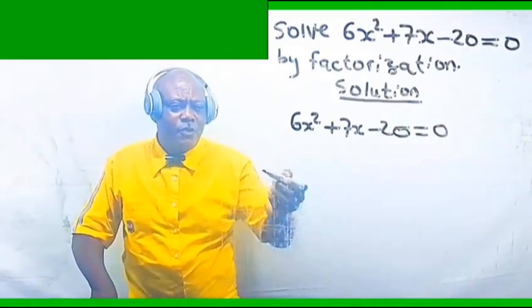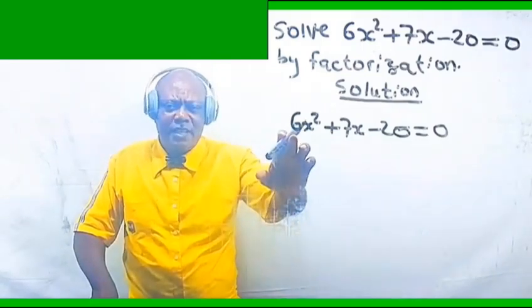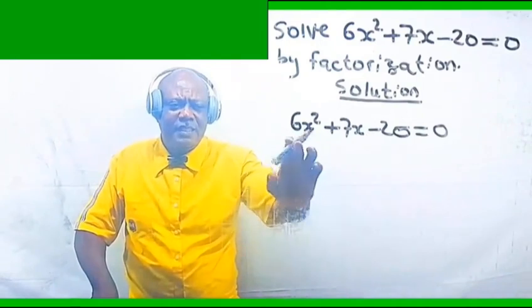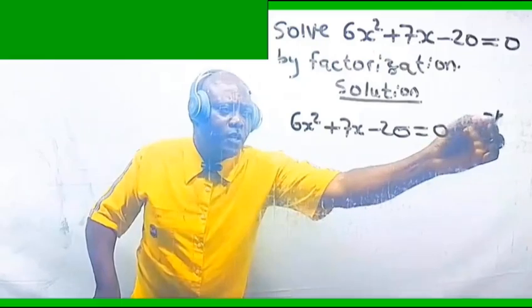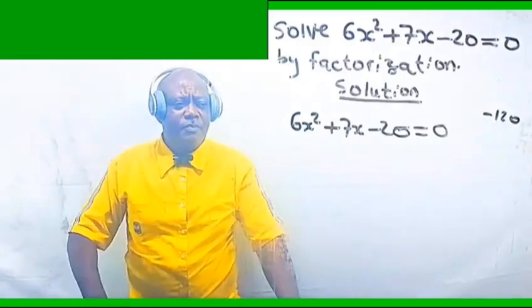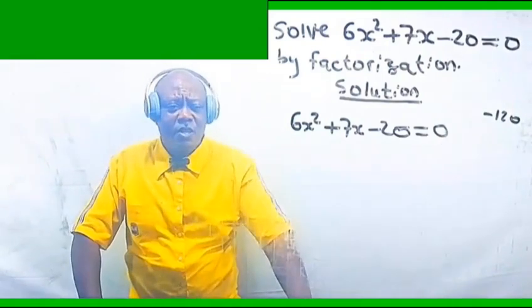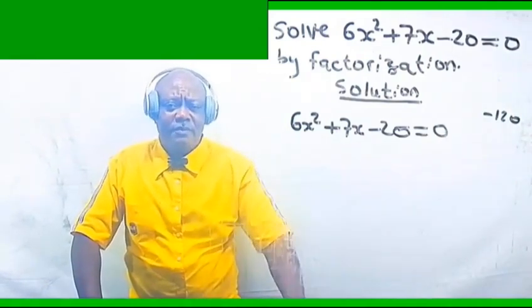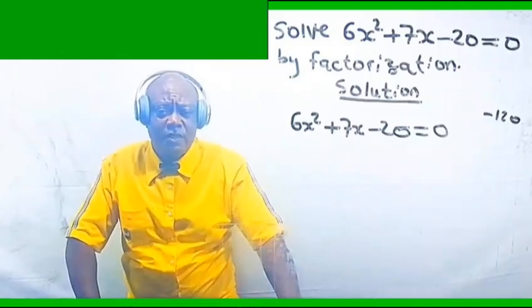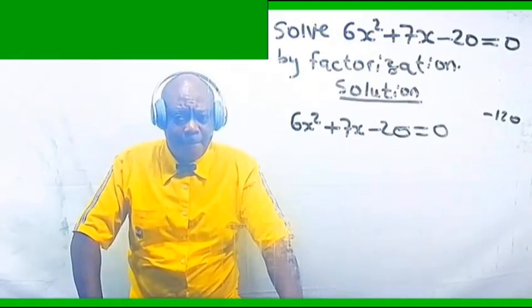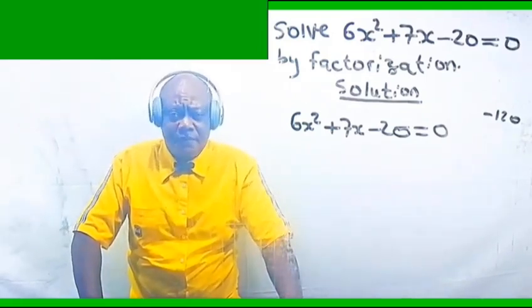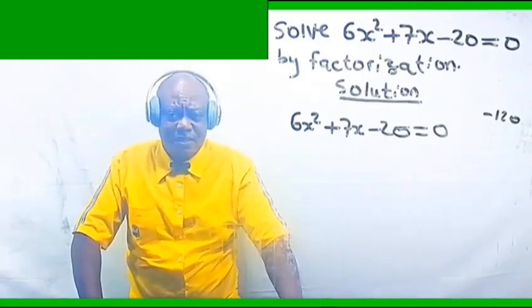Then you solve. What you do here is multiply the leading coefficient and the constant. The leading coefficient here is 6, and if you multiply it, you're going to get minus 120. So pick some numbers inside 120 which, when you add them, give you 7 and when you multiply them, give you minus 120. Of course, the numbers to be used are 15 and minus 8, because 15 minus 8 is 7, and 15 times minus 8 is minus 120.